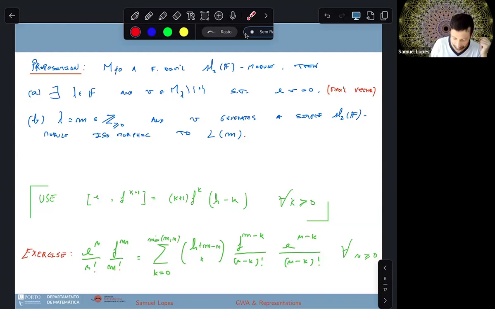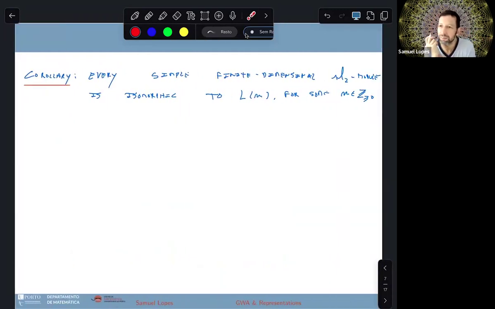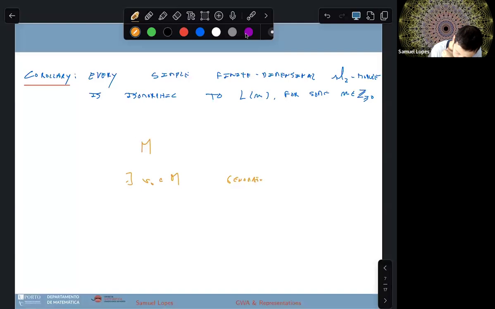So we can capitalize now on what we've done, because an immediate corollary is that any finite dimensional simple sl₂ module must be one of those that we've seen before. Because if I have a finite dimensional simple sl₂ module, let's call it M, by what we've shown before, I know that there exists some element V0 in M which generates some submodule isomorphic to Lm.